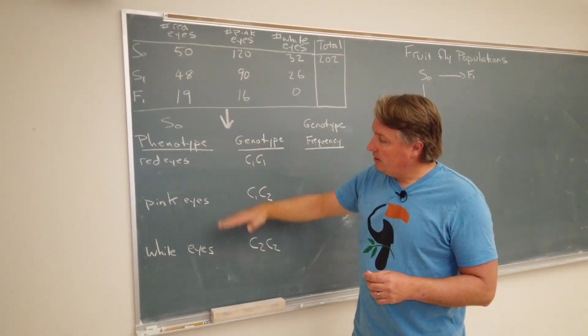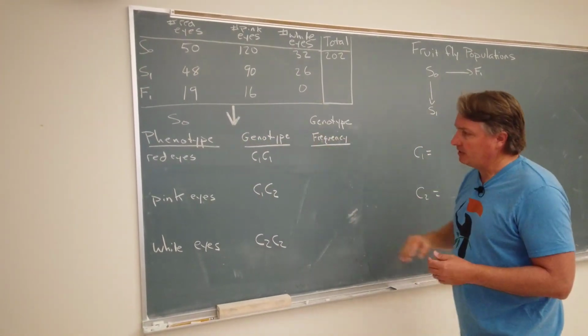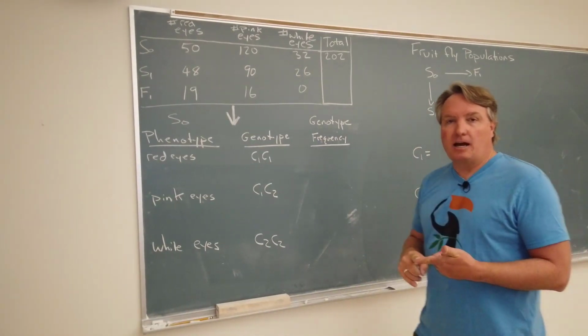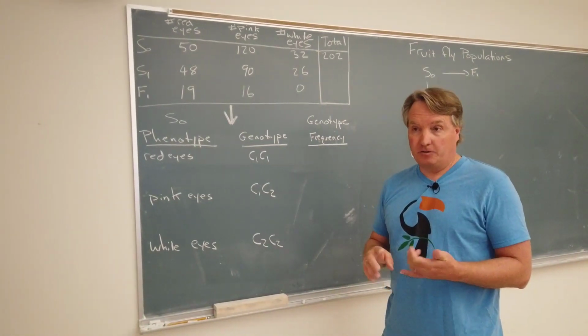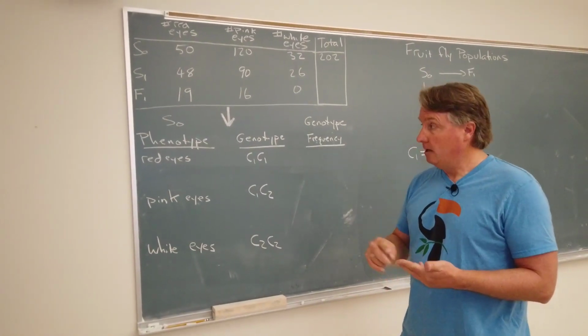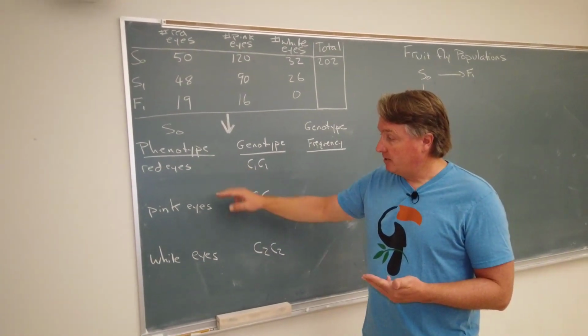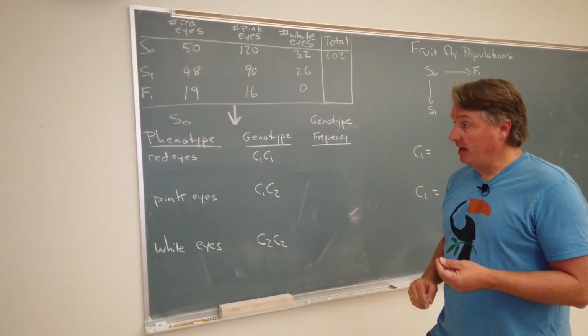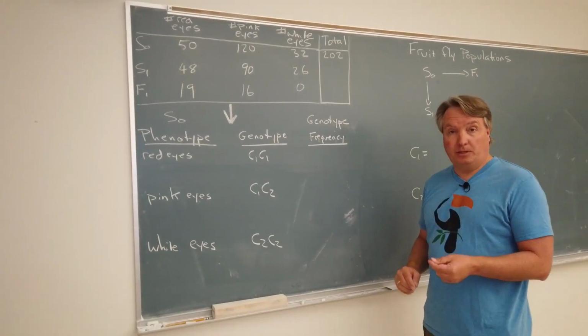So I've rewritten this table here just to make things a little bit more clear. Again, remember we're focusing on eye color, fruit fly eye color. There's a single gene with two alleles, a C1 and a C2 allele. So we had some flies with red eyes, some with pink, some with white. And if you recall from the lab manual, these alleles are incompletely dominant.